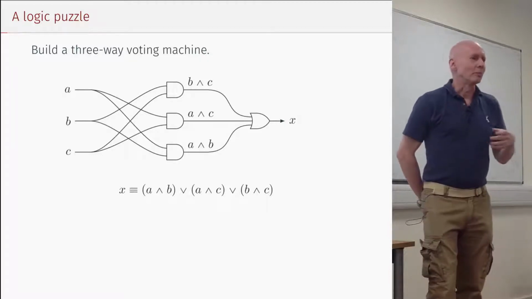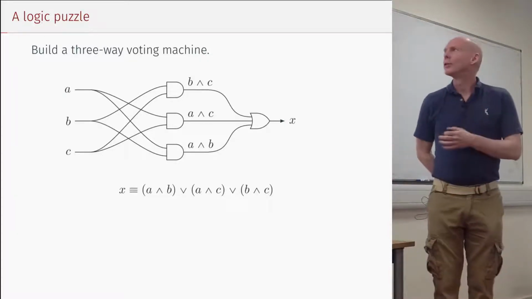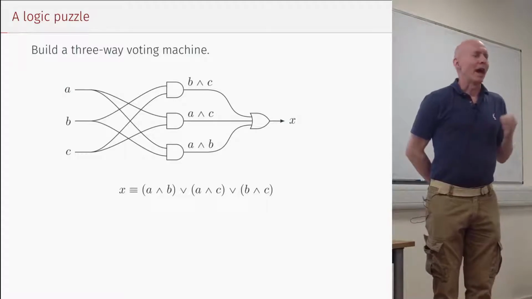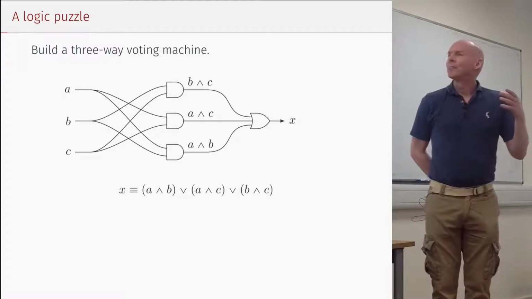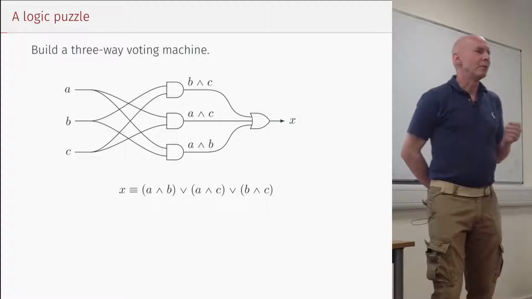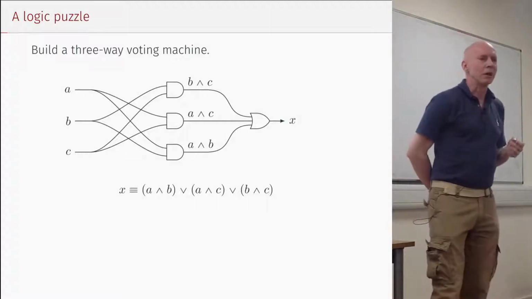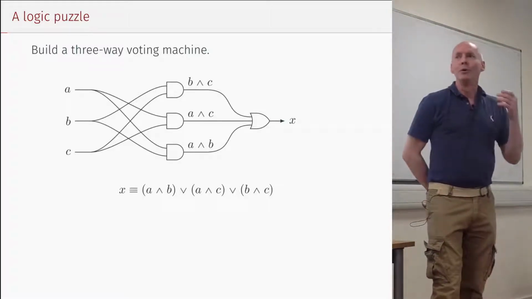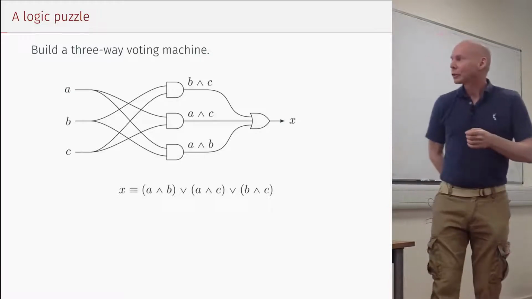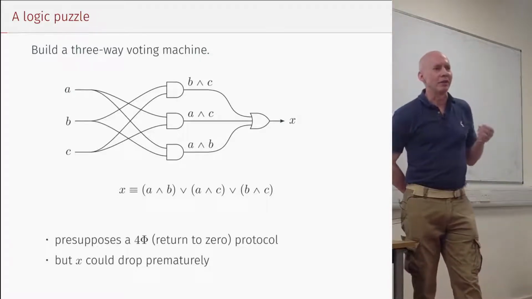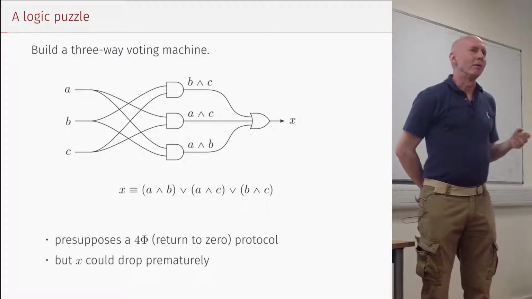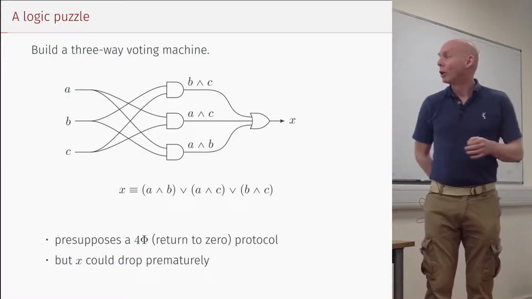Of course, anything this simple, there has to be a catch, right? It has to be a trick question. Well, there is a catch. The catch is that after each vote is taken, the committee members have to stop voting long enough for the circuit to return to its initial state. We take for granted that a circuit like this is going to follow a 4-phase or return to 0 protocol.